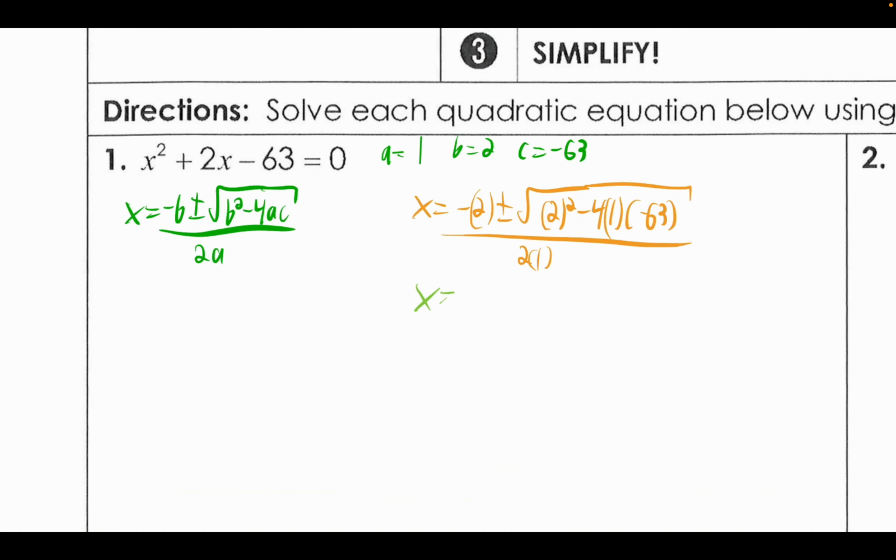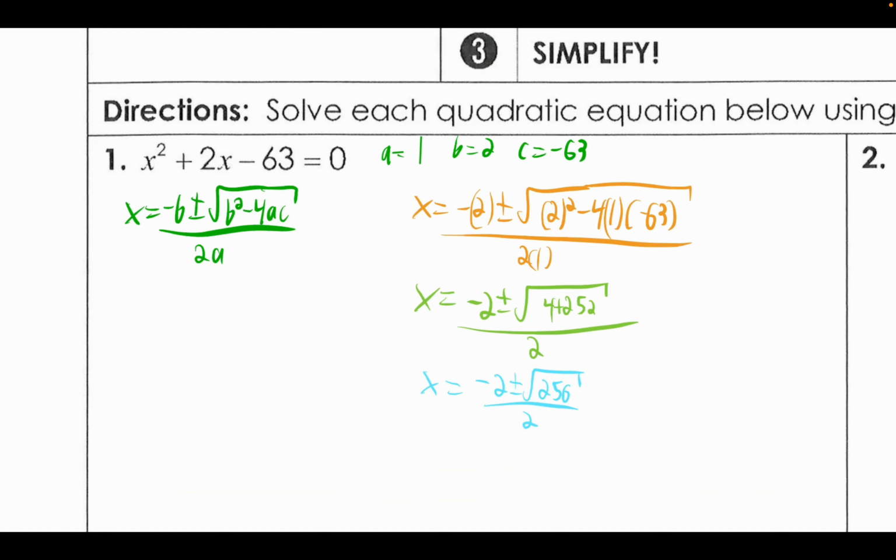Now we work through our order of operations. So negative of 2 is negative 2 plus or minus the square root. 2 squared is 4. Negative 4 times 1 times negative 63 would end up being 252. And we're adding those together. Positive 252 over 2 times 1, which is 2. Then we're going to look to combine the 4 and 252. So we get negative 2 plus or minus the square root of 256 over 2.